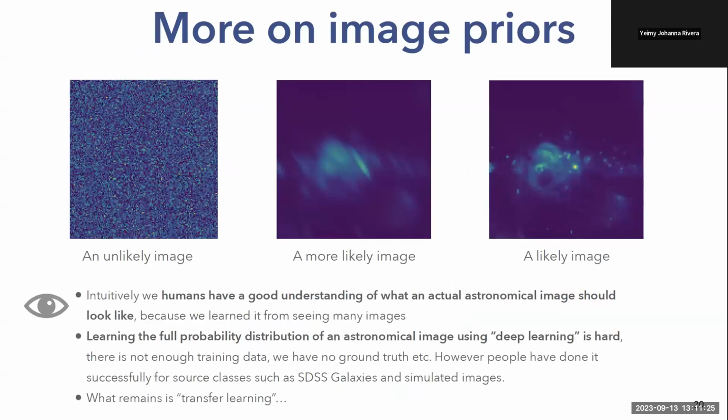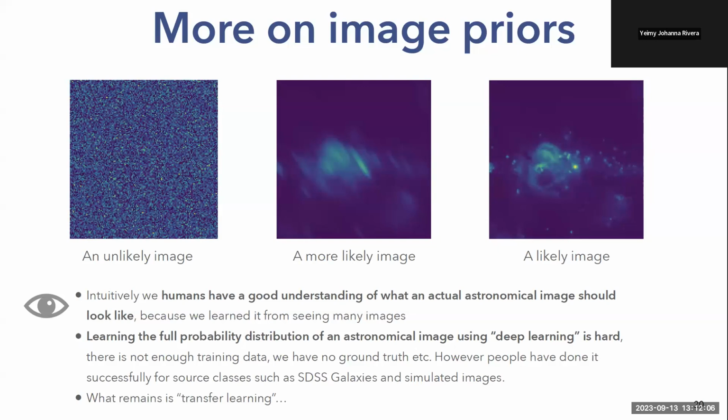Here's another motivation on image priors. I think humans are very good at having prior information. You can already see just from your experience that this is somehow an unlikely image. This is just noise. There's no structure in it. You can see this is probably a more likely image. There's some structure, but it's still very blurred. But intuitively, you know that this is very likely an astronomical image. And you have just learned that by looking at many images. So you just have an intuitive, very good understanding of what an astronomical image should look like.